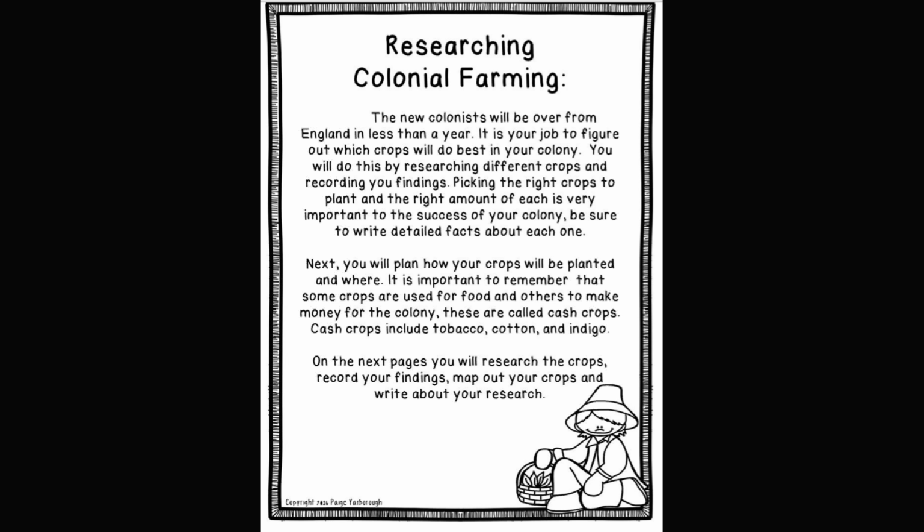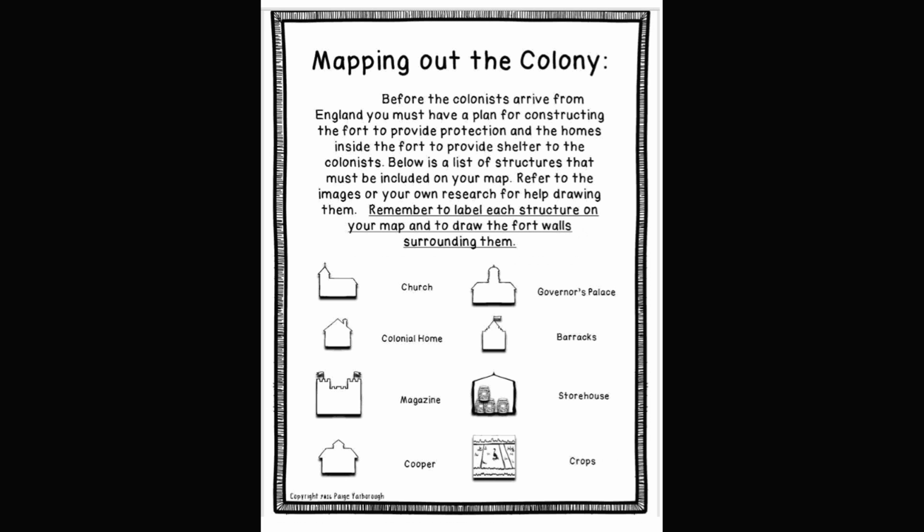Next, you will plan how your crops will be planted and where. It is important to remember that some crops are used for food and others are used to make money for the colony. Those are cash crops. These cash crops include tobacco, cotton, and indigo. On the next pages, you will research the crops, record your findings, map out your crops, and write your research. I'll give you different examples of crops you will be researching. And then the last thing we're going to be doing is mapping out your colony.